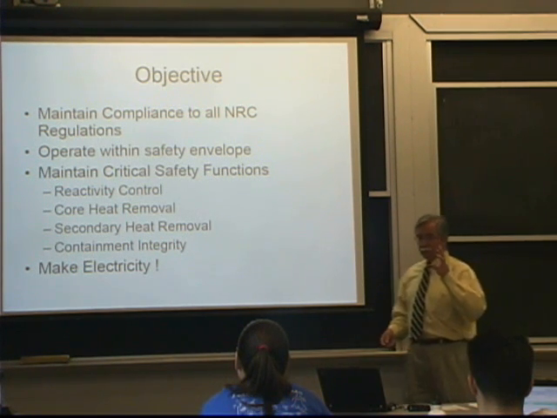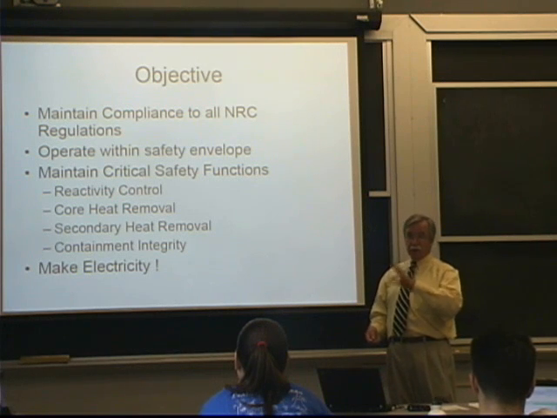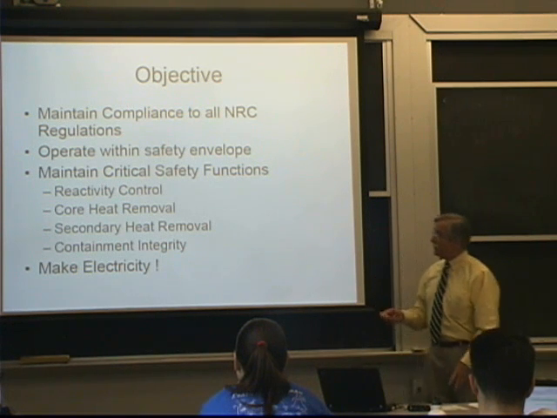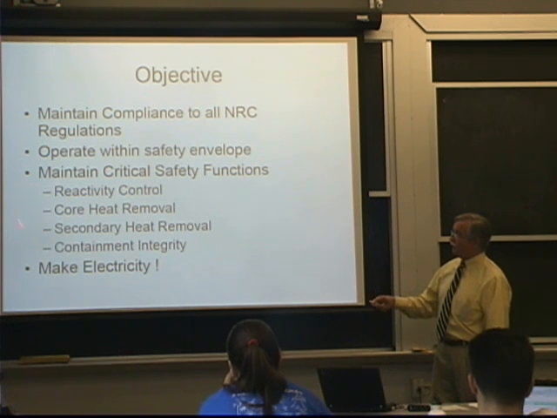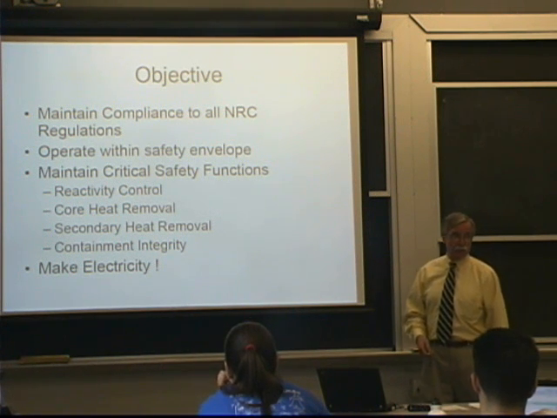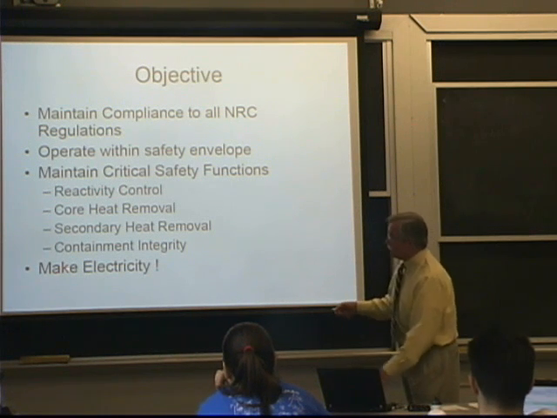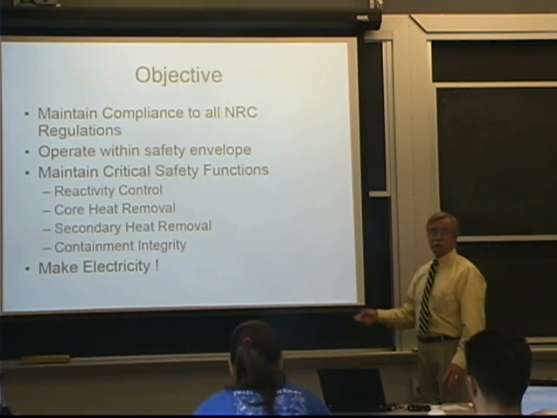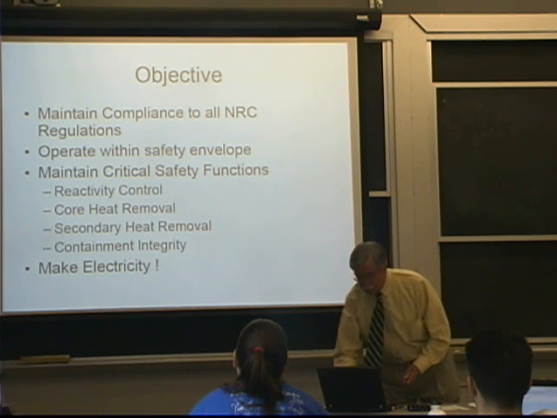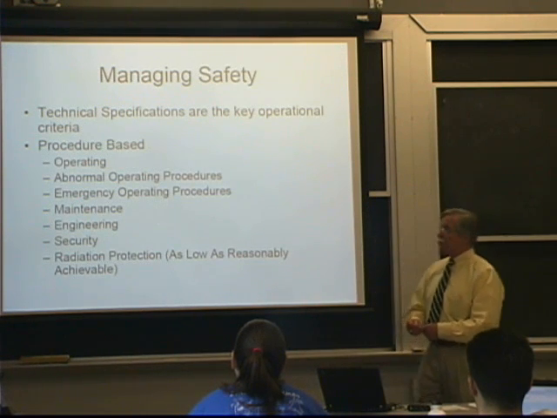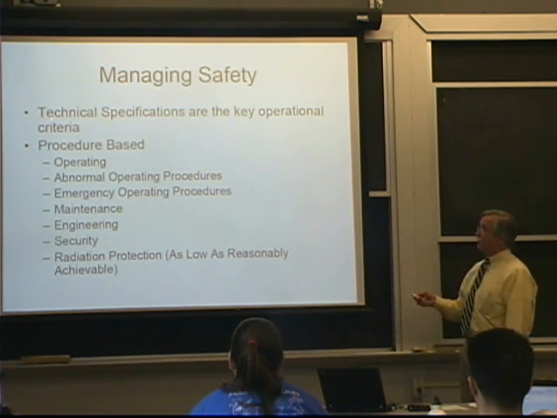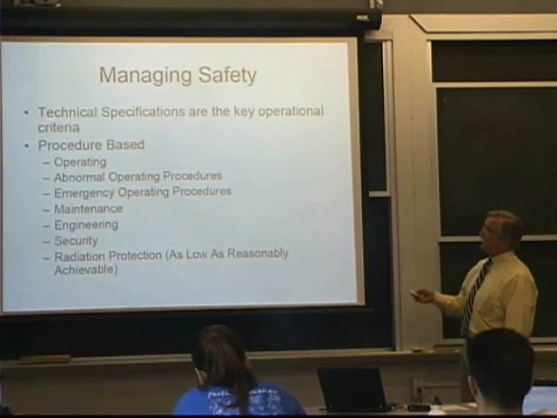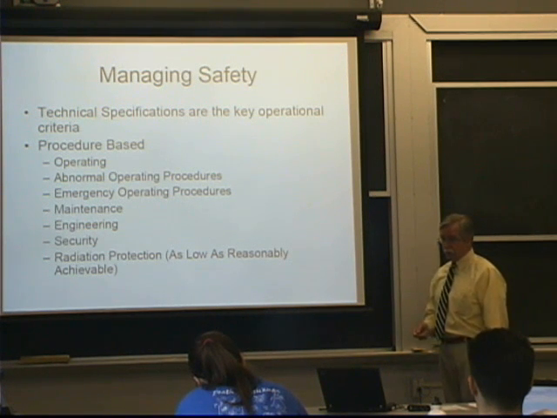And when they prepare these risk monitors, they also have safety parameter display systems. They're completely based on identifying quickly whether you've lost any of these functions. And of course, the utility would like to make electricity in the process, which is sometimes difficult. So, managing the safety of the plant is the safety envelope defined by the technical specifications.